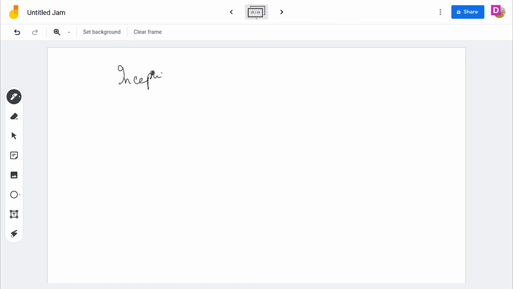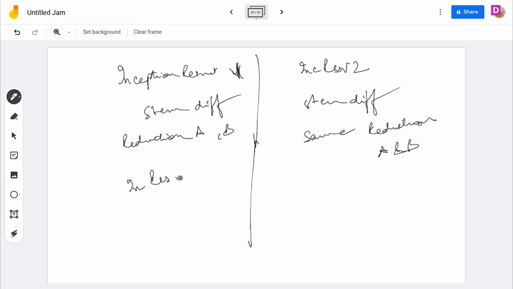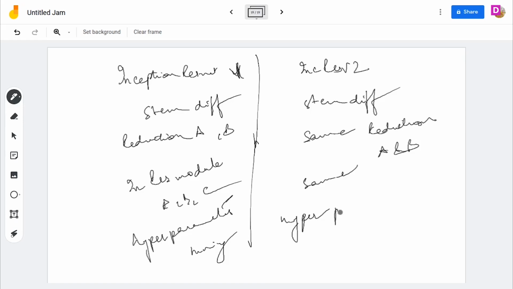In Inception ResNet V1 and Inception ResNet V2, the stem is different. Other than that, the modules are the same. So reduction A, B are the same, and the Inception ResNet modules A, B, C are the same, and the difference is in hyperparameter tuning. So this is the whole thing, and this can also be known as the differences between Inception ResNet V1 and V2.